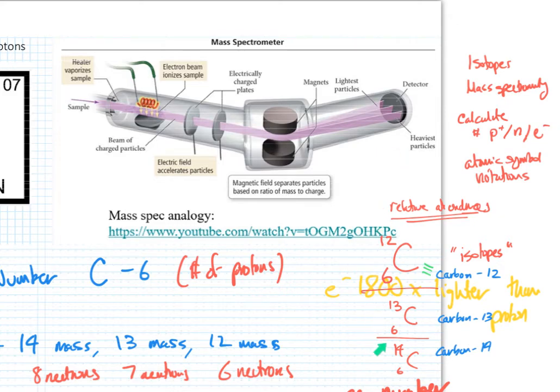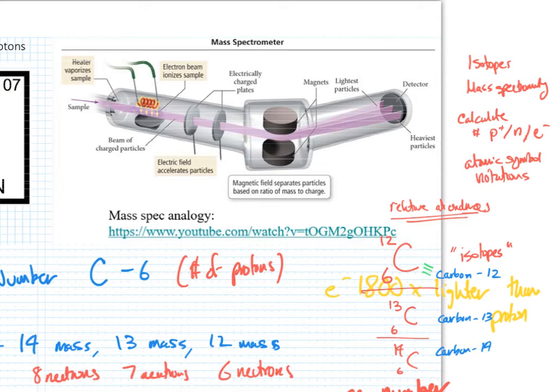And so what happens is carbon-14 will get deflected the least, carbon-12 will get deflected the most, and we will get peaks corresponding to the relative abundances. So if I have 99% carbon-12 and 1% carbon-13, or let's say 98, 1, and then 1, and by the way, this is pretty close to the actual ratio, I'm going to get a big, huge peak for carbon-12, a little peak for carbon-13 and a little peak for carbon-14. And we can do some calculations and figure out exactly what that mass is.